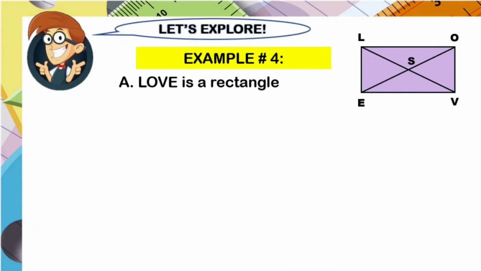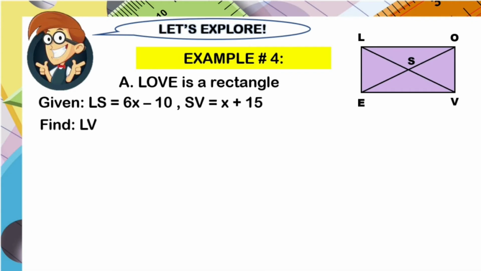Now, for our last example, we use the same figure, rectangle LOBE, given segment LS is equals to 6x minus 10 and SB is equals to x plus 15. Find the measure of diagonal LB.